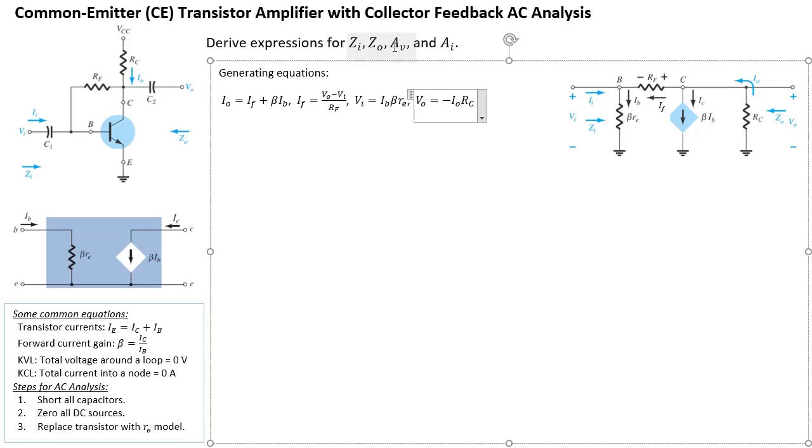All right, so the first thing I'd like to try is ZO, because I think it's probably the easiest. ZO is pointing towards there, and as always, when you're working out the output impedance, you must always zero the source. So for ZO, we must zero the source, which in this case is simply VI.